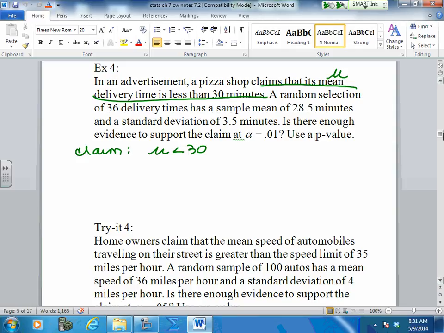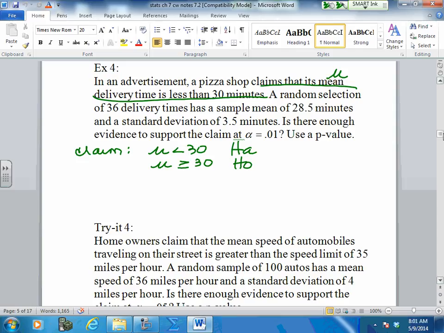This is his claim. Is this the HO or the HA? HA, good. Now, write the HO. The statement you claimed was less than, so the complement of it is greater than or equal to.